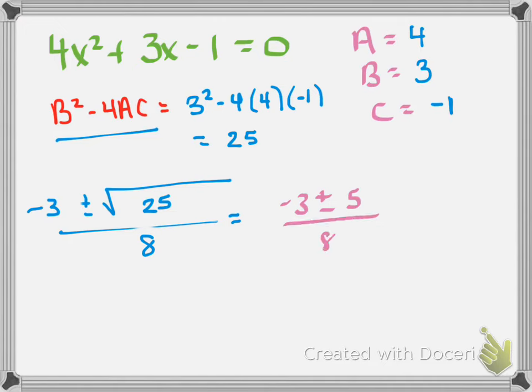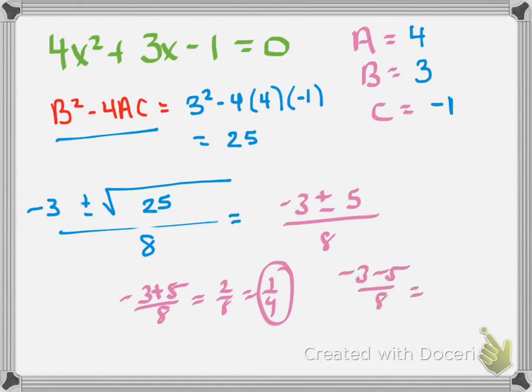Okay, so we have two answers. We have one that's going to be a plus. Negative 3 plus 5 divided by 8 is 2 over 8, or 1/4. There's one answer. We also have negative 3 minus 5 over 8, which is negative 8 over 8, or negative 1. Okay, so there's our other answer. We have two separate answers, a negative 1 and a 1/4. Alright, so we found a, b, and c. We plugged it into our formula, and we just started to simplify.